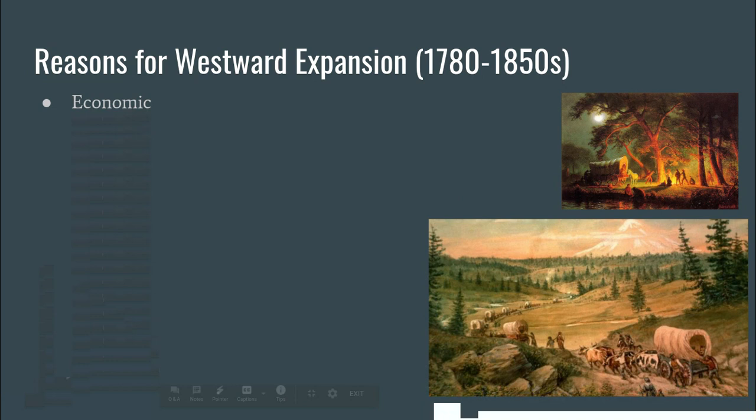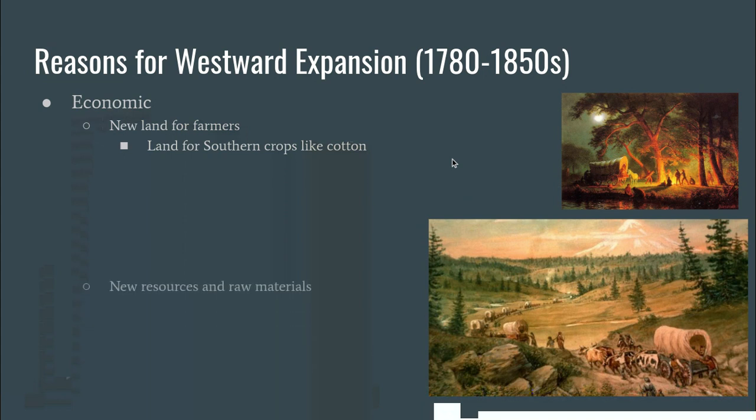And there's some economic reasons. New land for farmers, and it was specifically land for southern crops like cotton that was in need. Because remember, the southern states are the agriculture states. The northern states are more focused on manufacturing. So the southern states needed more land for farming, and cotton was the big cash crop. And we'll talk about that more in the next chapter.